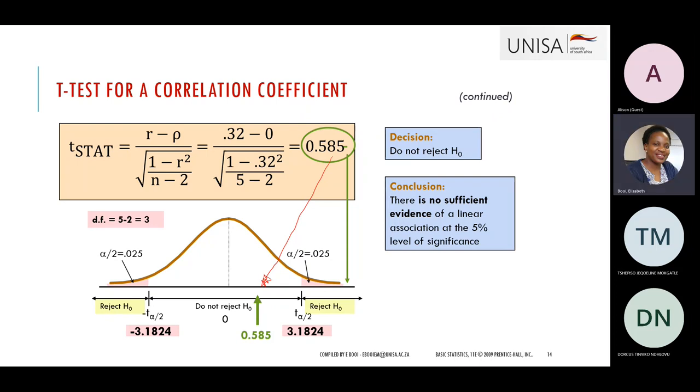We do not reject the null hypothesis because 0.58 is less than 3. It doesn't fall on this arrow here, it's pointing at the wrong point. It falls in the do not reject area. So we do not reject the null hypothesis. And we can claim that there is no sufficient evidence of linear association because we said there is no relationship if we're not rejecting the null hypothesis. And that's how you will answer some of the questions. They will just need to know if you're rejecting the null hypothesis, how do you conclude?